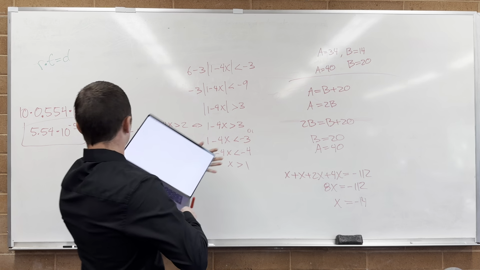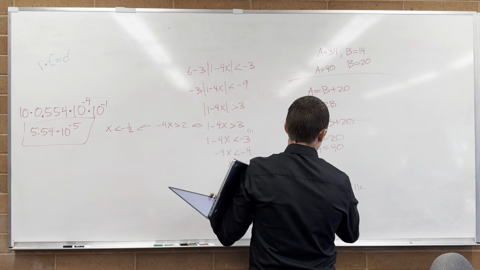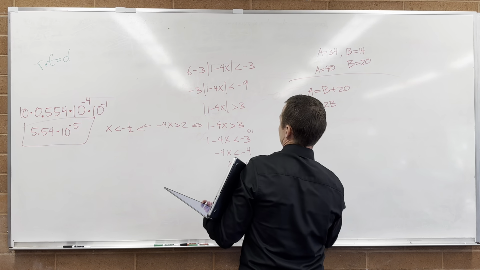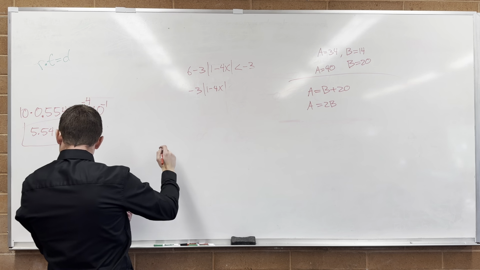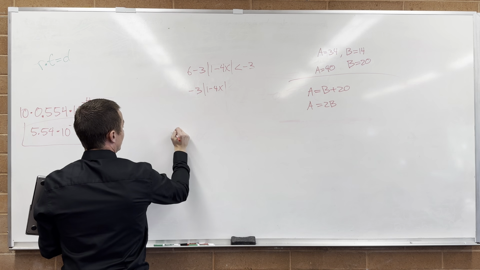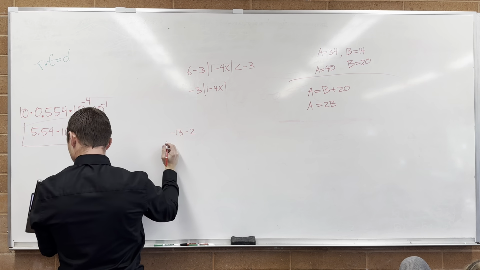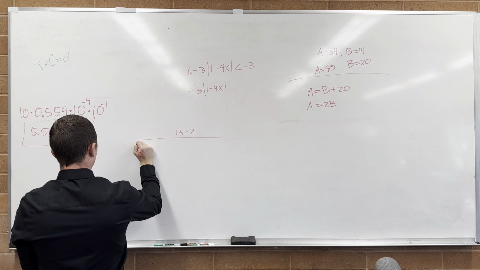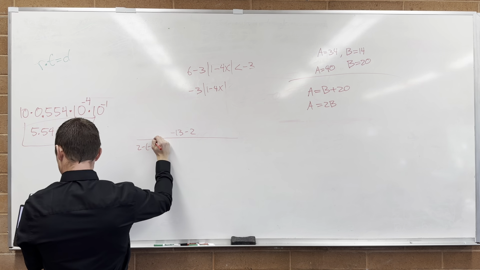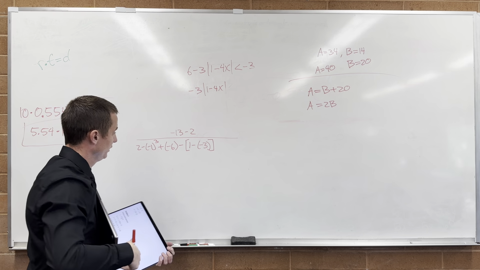So, this is one where you make sure you know how to simplify. So, we have negative 13 minus 2 all over 2 minus negative 1 cubed plus negative 6 minus parenthesis 1 minus negative 3 and parenthesis and bracket. Like that, right?